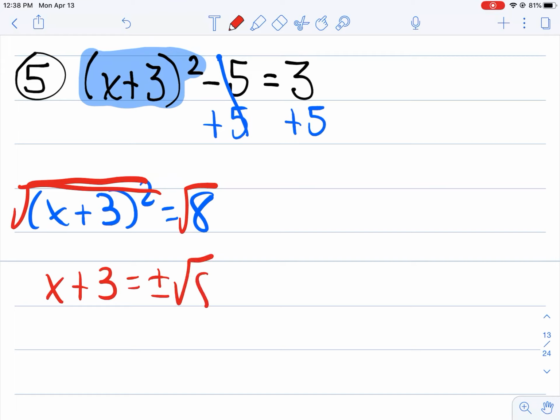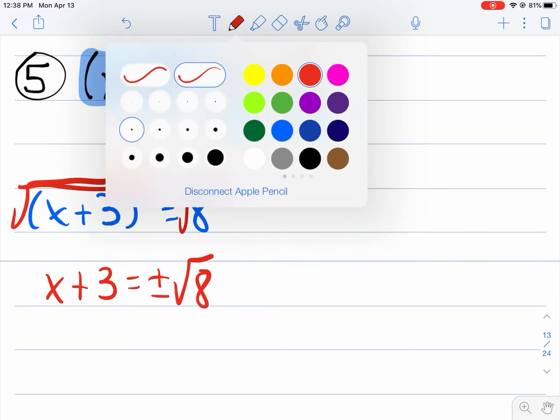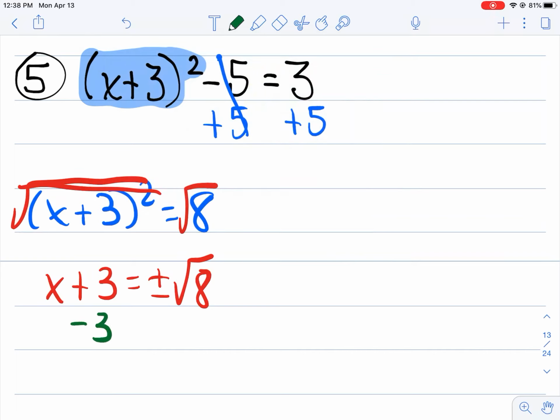Square root of 8, I'm sorry, my mistake. Solve for x. Get x by itself. Subtract 3 from each side. Remember, it goes before the plus or minus sign. So I have x equals negative 3 plus or minus the square root of 8.